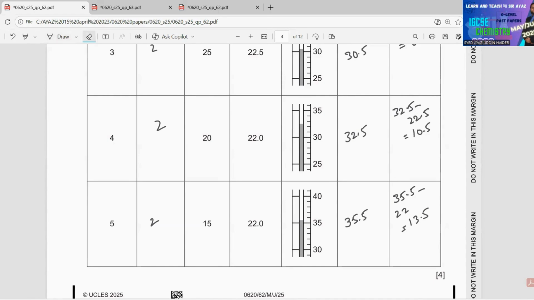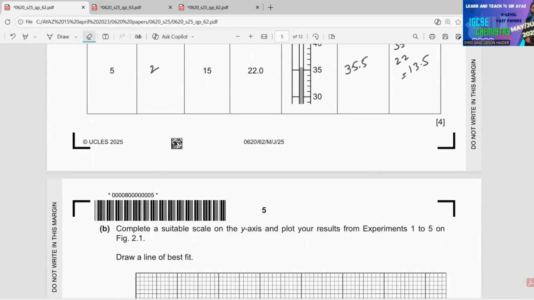I made a mistake here. It must be 22. It's not 22.5. That's why you will be getting 10.5.